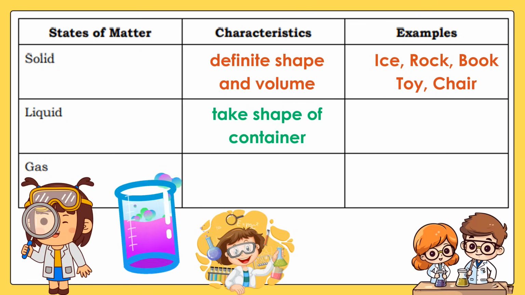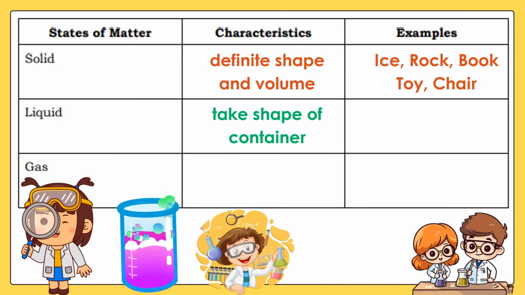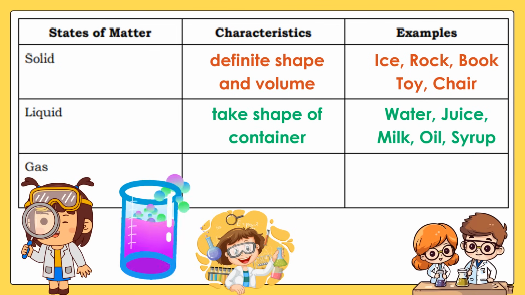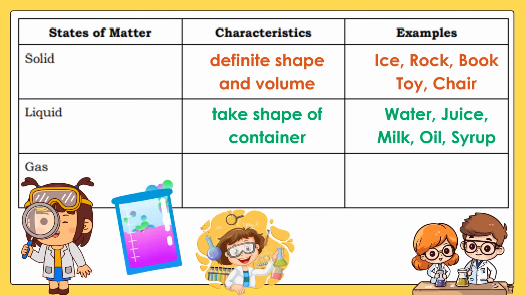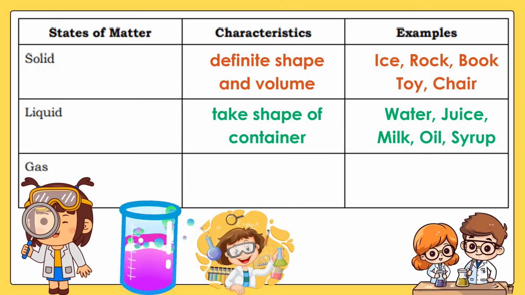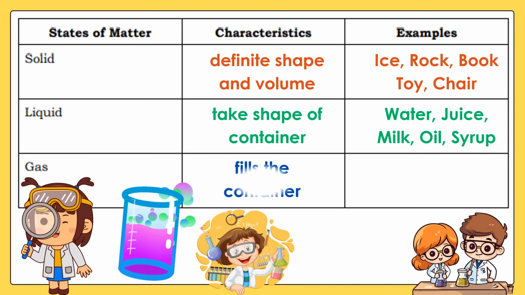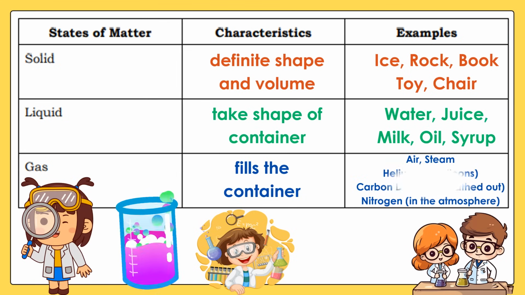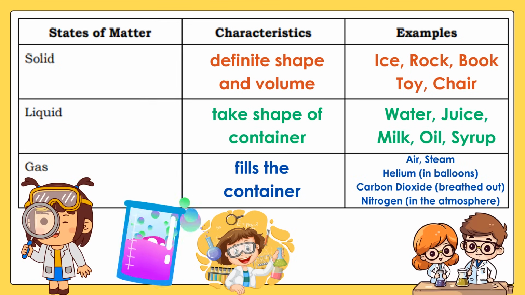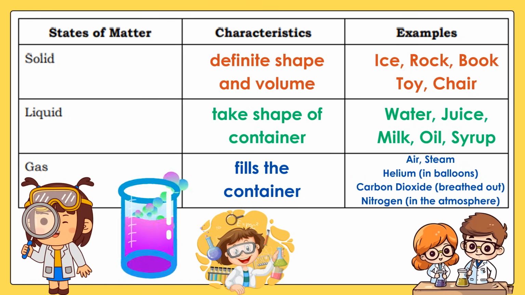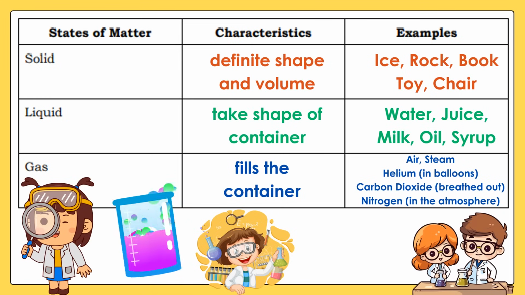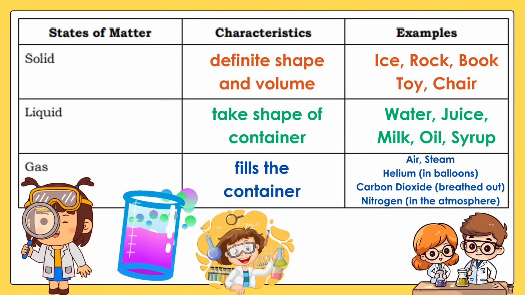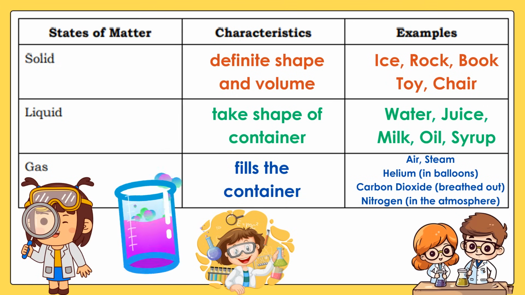Liquid, characteristics: takes the shape of its container. Examples: water, juice, milk, oil, and syrup. And last, gas. Characteristics: fills the container. Examples: air, steam, helium in balloons, carbon dioxide we breathe out, nitrogen in the atmosphere. Good job, kids!